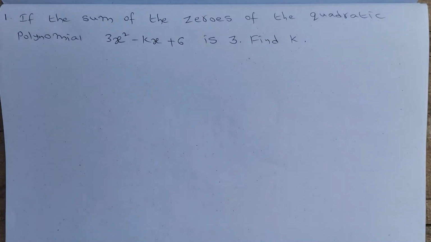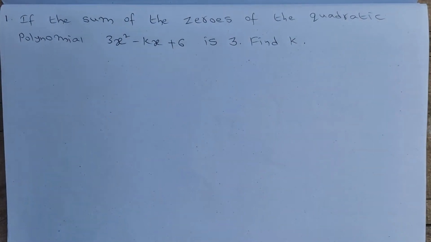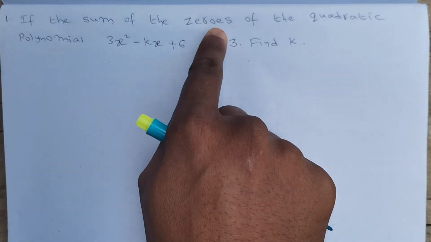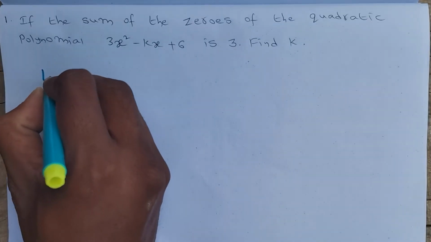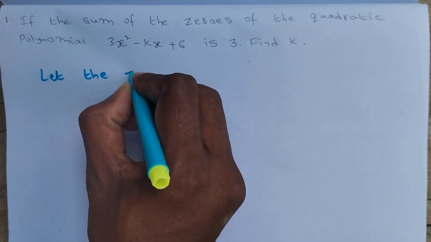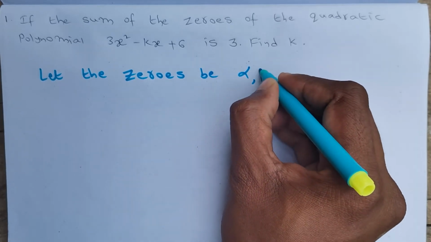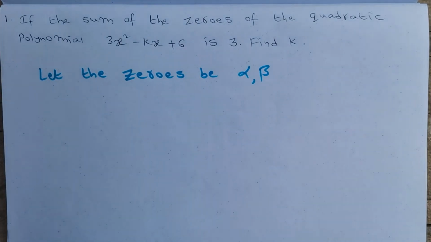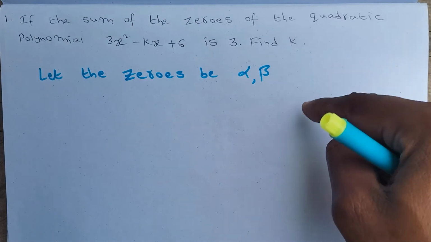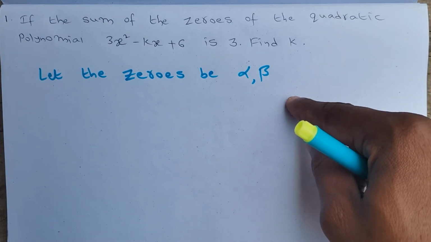Okay, let us start. The first question we have is, if the sum of the zeros of the quadratic polynomial 3x square minus kx plus 6 is 3, then find the value of k. Let the zeros be alpha and beta. So two zeros are there because it is quadratic. Quadratic means maximum two zeros, so those two zeros we are taking as alpha and beta.